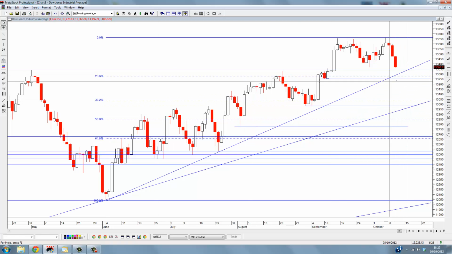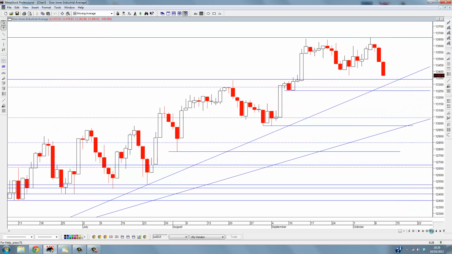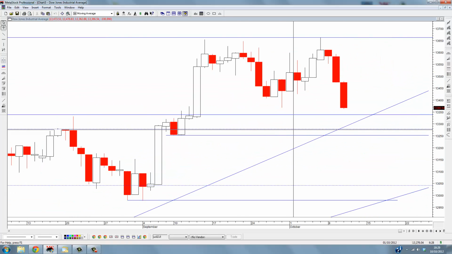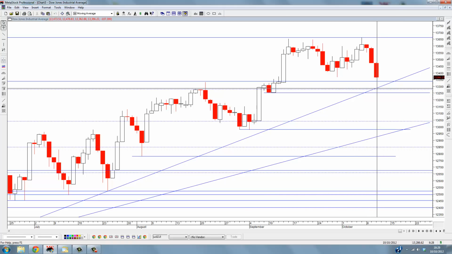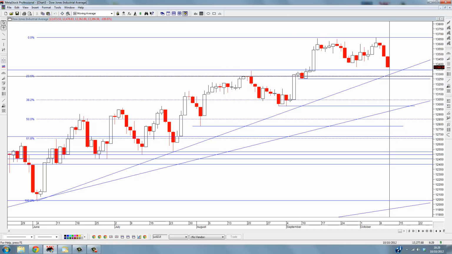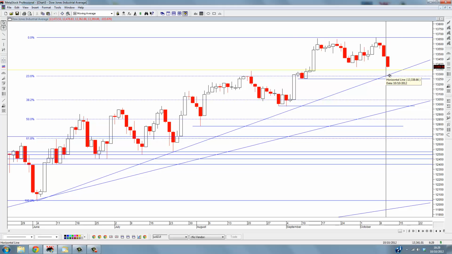But again, back to this area here, why I want to go long. You've got a trend line coming up, and that's currently around 13,290. You've also got the 23.6 Fibonacci level, that's around 13,280. Then you've got this horizontal support level as well, which is roughly around 13,241.